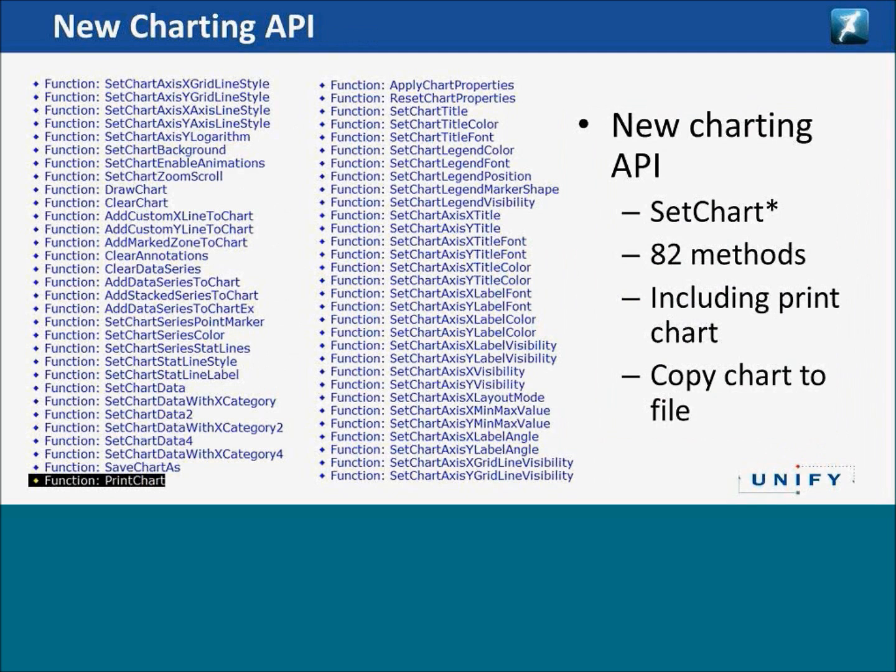Here's the list of functions of the new chart control. So it's an impressive list of, I think, 82 methods. Set chart star. You will soon have the chance to look at that and work with that yourself. So there's things like printing a chart, copy chart to file, which allows you to save a chart in various file formats from PNG to Excel and I think XPS, which is kind of the Microsoft PDF competitor.